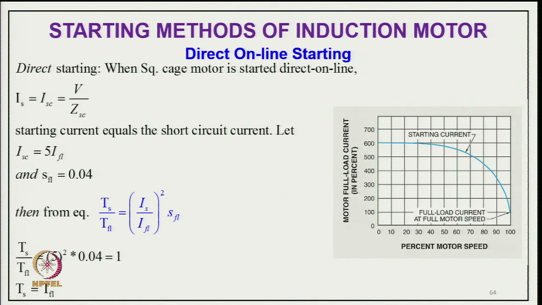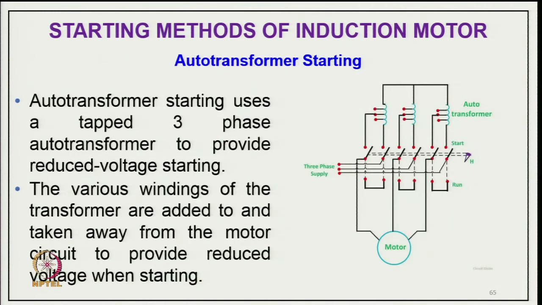So, let I s equal 5 times I f l, and S f l equal 0.04, that is a full load slip of 4%. From this we can find T s upon T f l equal to I s upon I f l square into S f l, and putting in the values, T s upon T f l equals 5 square into 0.04, equal to 1. So, the starting torque is the full load torque, but you are going to draw 5 times the rated current at the time of starting. So, it depends on the full load slip as well as on how much the starting current really is, and you will get torque corresponding to that.